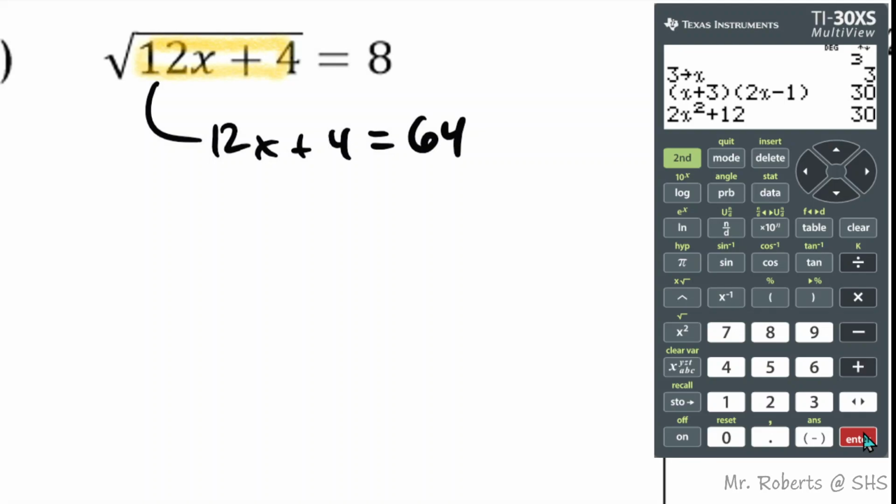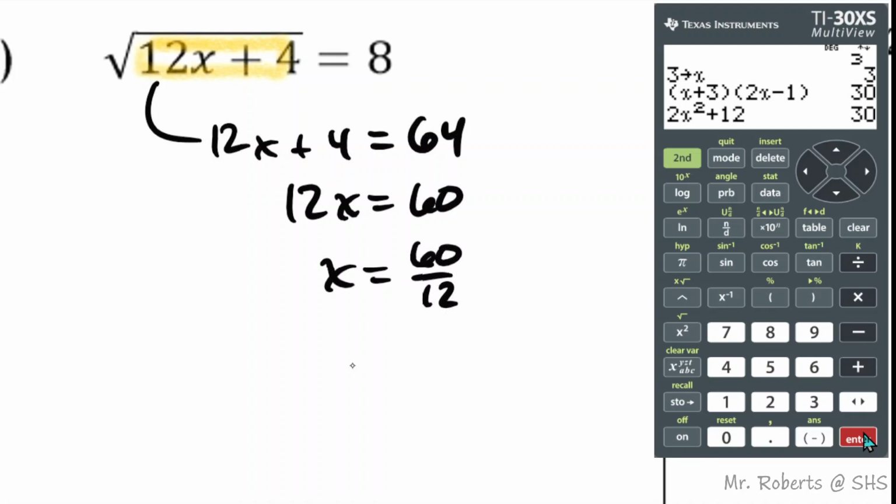Well, I'm going to take away 4 from both sides. When I do that, I get that 12x is the number 60. And now when I divide both sides by 12, I get that x is 60 over 12, which turns out to be the number 5. x is the number 5.